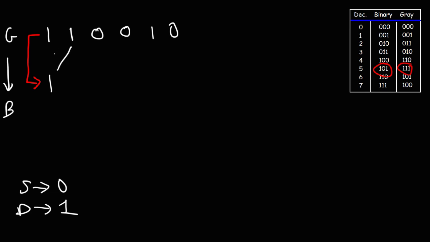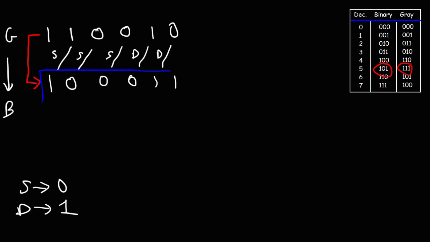So 1 and 1 are the same, so we're going to write 0. And then 0 and 0 are the same, so we're going to write 0 again. These two are the same, so that's a 0. 1 and 0, they're different, so we're going to put a 1. And 0 and 1 are different, so that's a 1. Thus, the binary equivalent of the gray code 110010 is 100011. So that's it for that example problem.